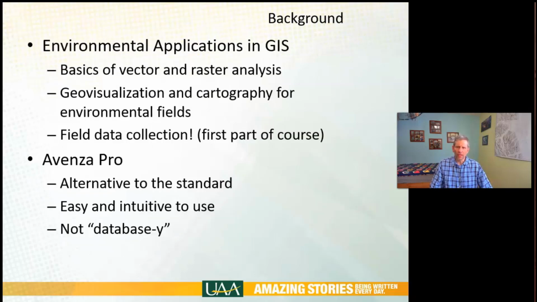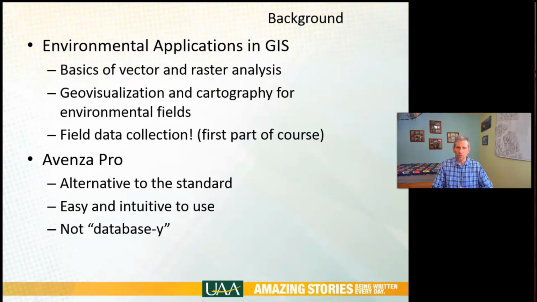Now, environmental applications in GIS is this sort of basic GIS class. Students get basic vector and raster analysis. They also get a little bit of geovisualization and cartography skills, but it's all applied for an environmental field. So they have the opportunity, if they've only taken courses in the College of Engineering before, to really get a chance to use environmental data, analyze it, make sense of it, and map it as well.